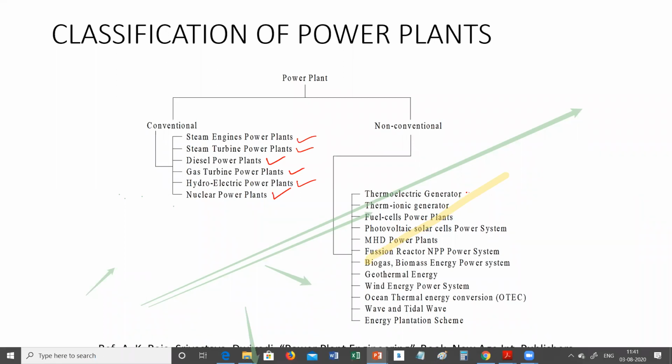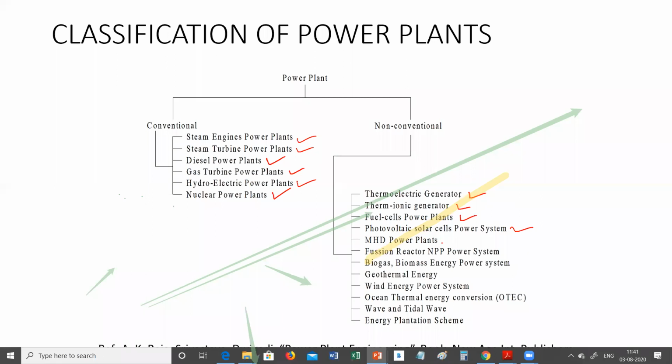The non-conventional ones are those we have become familiar with in recent years. Those are the thermoelectric generators and thermionic generators, where ions are generated because of the thermal effect. After that the fuel cells. Here hydrogen is the primary source. Then the photovoltaic solar cells. Here the primary source is the sun itself. Actually, directly or indirectly, for any type, the sun is the primary energy source.